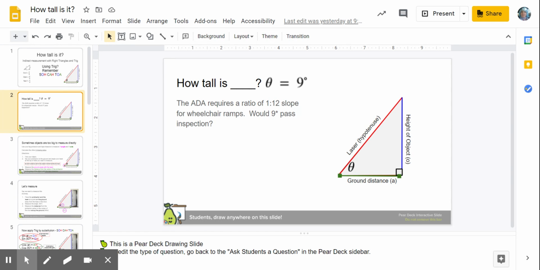So the ADA requires a ratio of 1 to 12 for a ramp, right? That means 1 tall and 12 horizontal. So I could do 1 and 12 for my ramp, right? That's how I would do that. Ratio of 1 tall to 12 long. My question is, is that really 9 degrees?